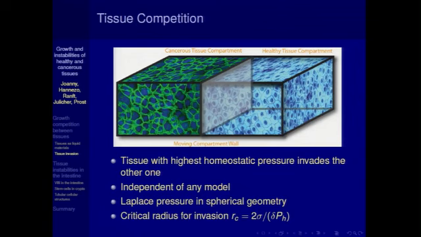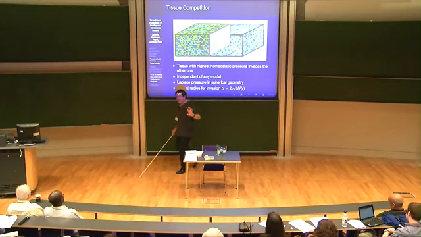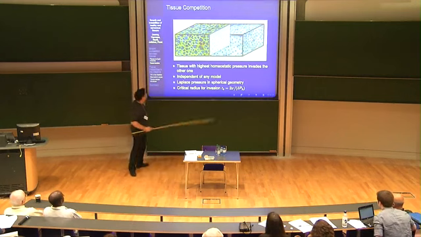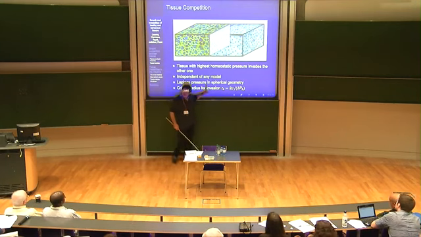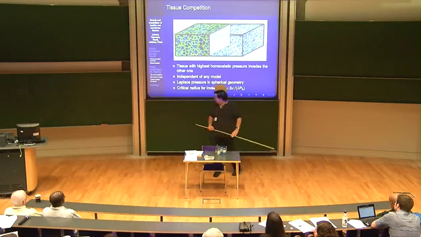So there is no steady state in this problem. The interface moves to one side. And the one which wins is always the one with the highest pressure. It doesn't depend at all on the speed of cell division or anything. The only thing that counts is the value of the homeostatic pressure.